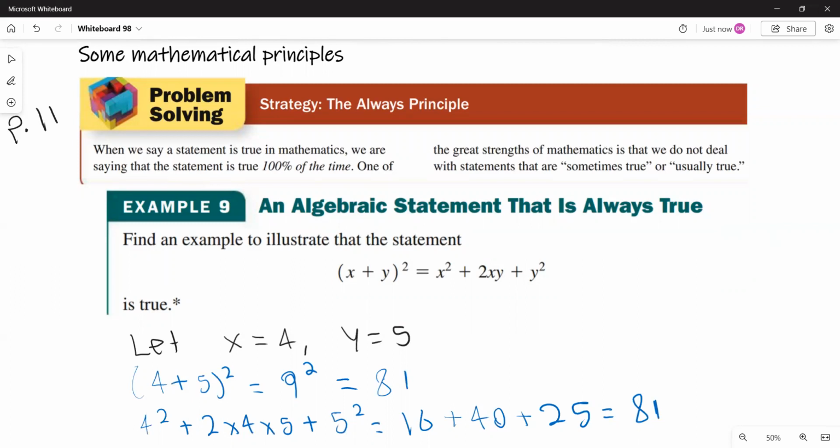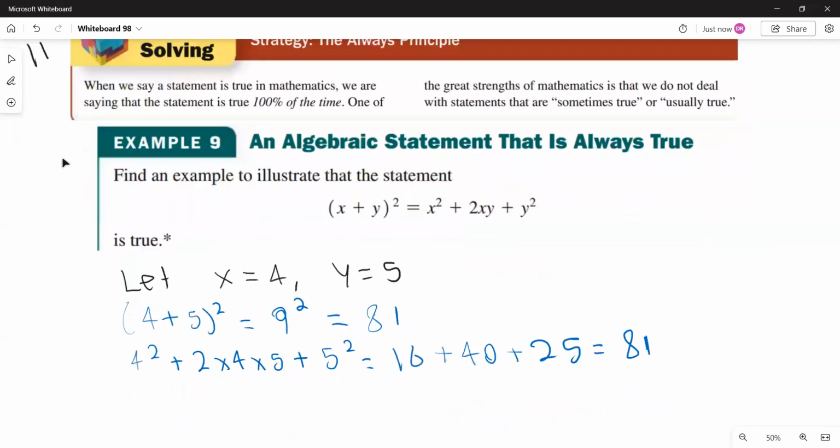Strategy number 9 is the counterexample principle. So in this example, in the always principle, we say that a statement is true 100% of the time. If you find a situation for which this is not true, that situation is called a counterexample, and that makes the statement false.